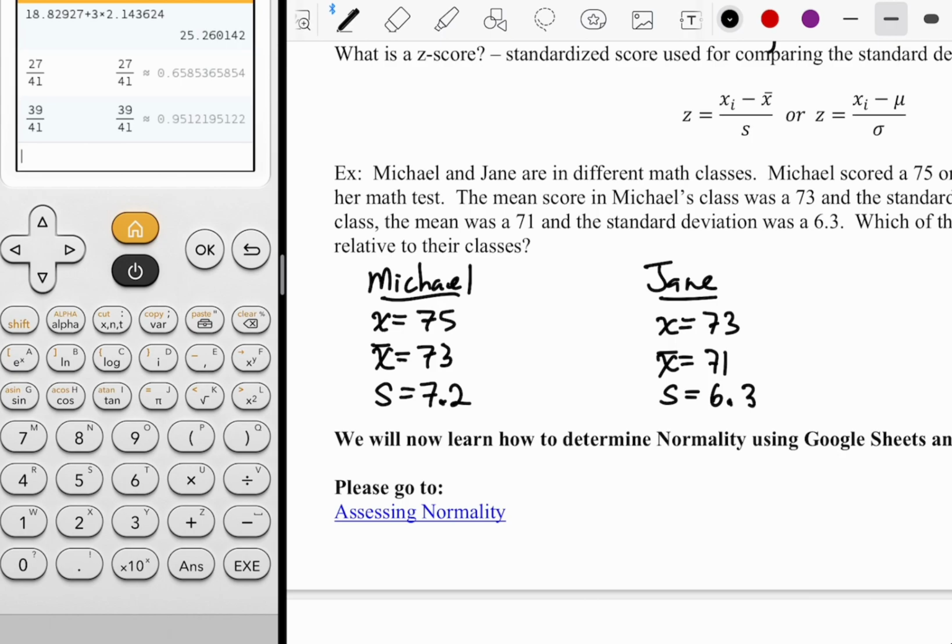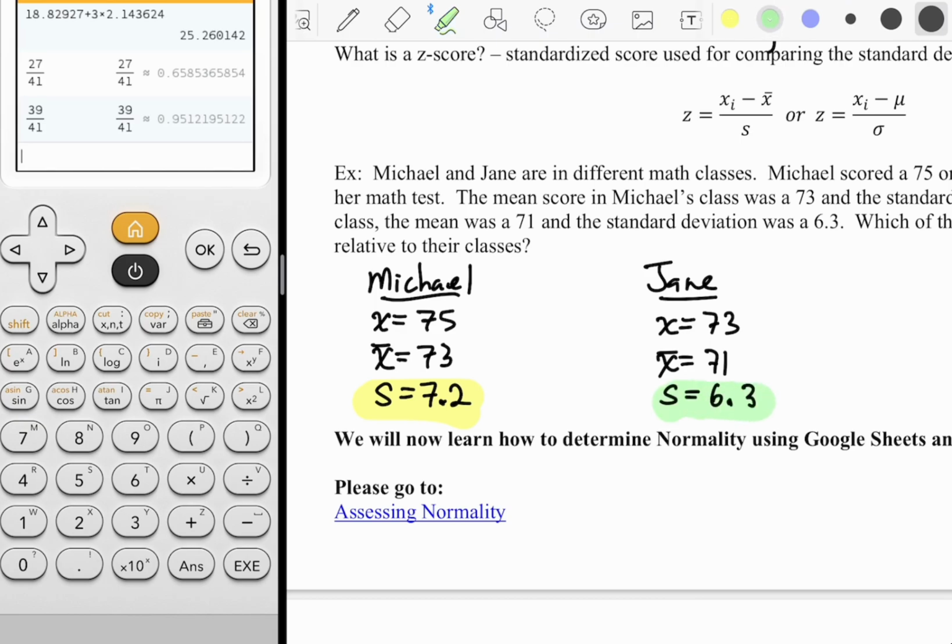In both cases, if you just look at, okay, what's the class average and what did I get? I got a 75, the average was a 73. So I did 2 points better than the average, right? So I'm above average. But I would want to know how far above average, 2 points. But these are measured on two different scales based off the standard deviations.